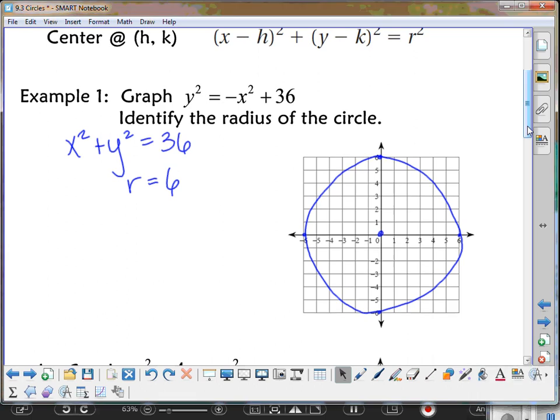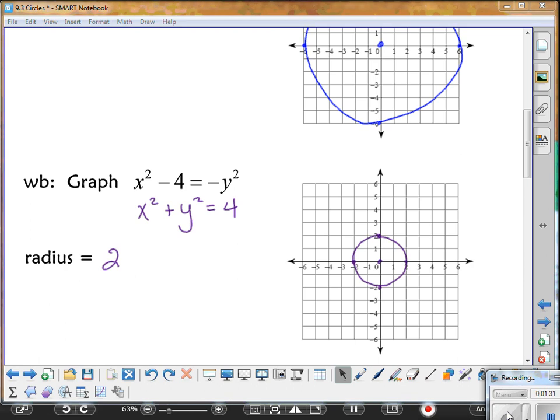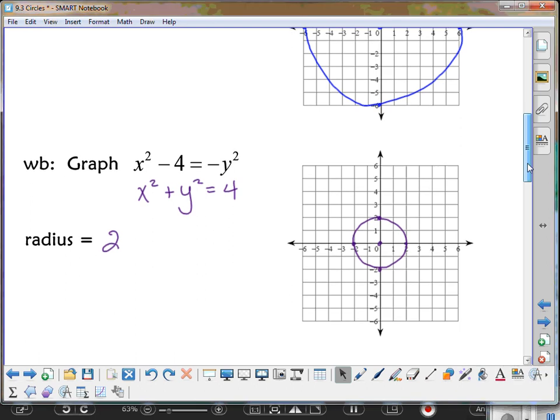All right, so on your whiteboards, I'm going to have you guys graph this one and tell me what the radius is. Okay, I think you guys all had it. You just had to make it x squared plus y squared equals 4. The radius is 2. That is not all we're doing today, no.